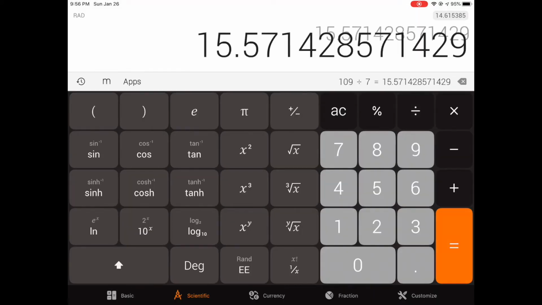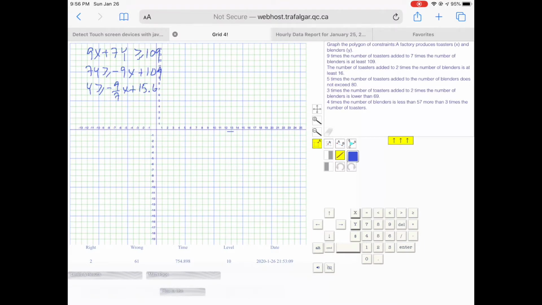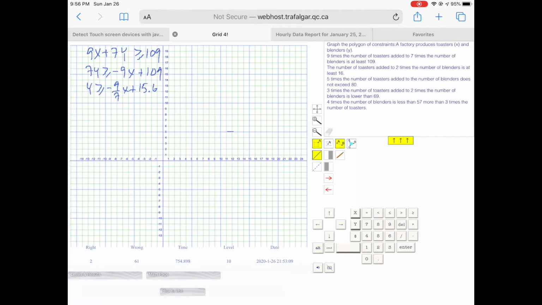109 divided by 7 is 15.6. Let's graph that. Here's my 15. Negative 9/7. The delta x is 7, then we're going down 9. Greater than or equal to, solid line, shading above. And it's really 15.6, 0.1, 0.2, 0.3, 0.4, 0.5, 0.6. Let's go and figure out the next one.